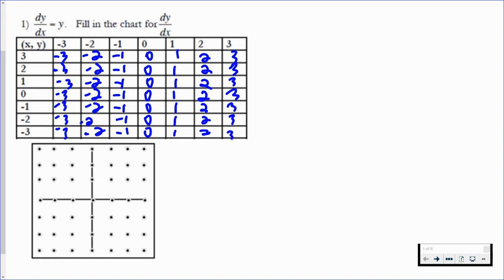So obviously a slope of 3 should be steeper than a slope of 2. A slope of 2 should be steeper than a slope of 1, and so forth. And if you ever have 0 or undefined slopes, those should be either horizontal if they're 0 or vertical if they are undefined, so that you have the correct value there.